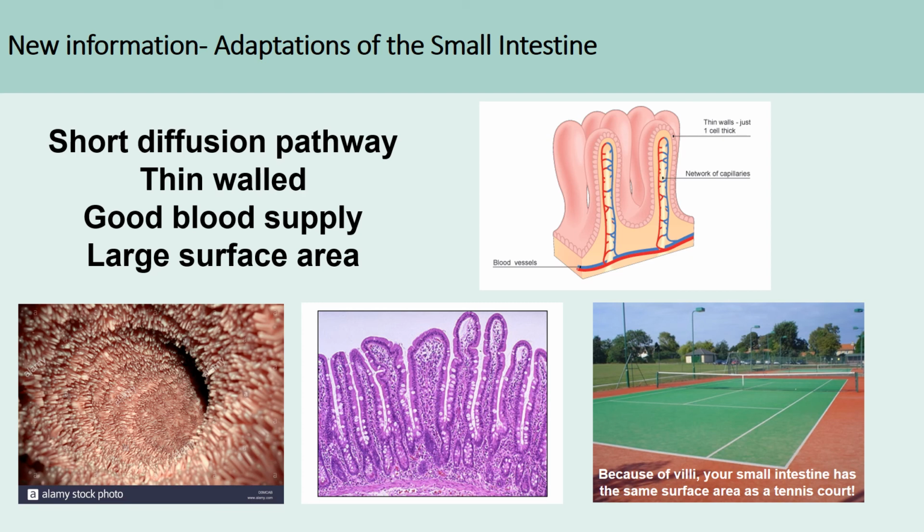If you look at the bottom, we've got some nice pictures showing villi. So you've got the one on the left that is actually a picture from the intestine, so you can see those villi structures, quite creepy. The middle one is a microscope slide that's been taken, and on the right hand side it says, because of the villi, your small intestine has the same surface area as a tennis court.